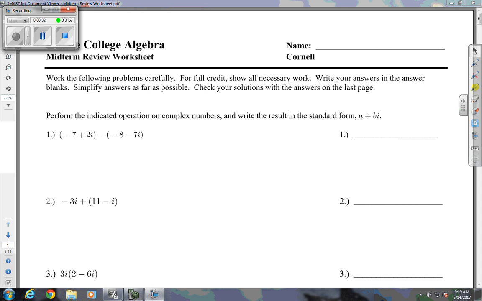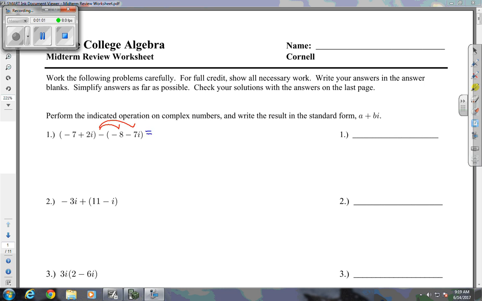The first few problems here deal with complex numbers or imaginary numbers. So our goal is to simplify these problems. So let's begin with number 1. Here we are simply subtracting two complex numbers, and we're going to treat this like we're simply combining like terms. So what we're going to do first is notice that we are subtracting complex numbers, so we need to begin by distributing this negative sign.